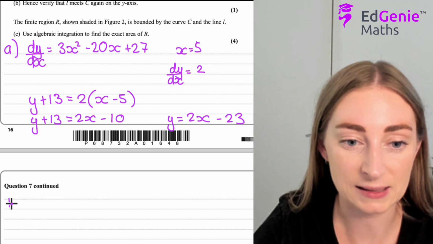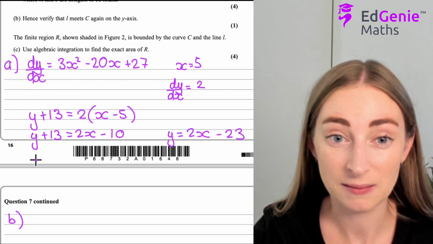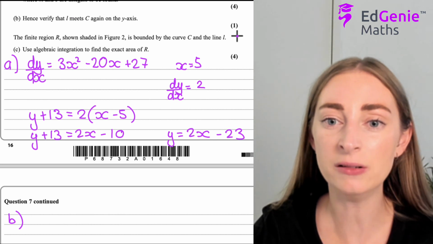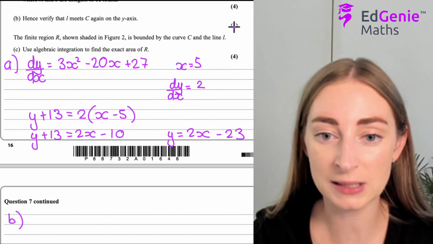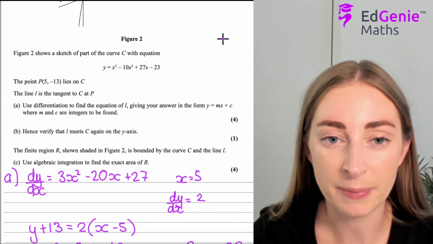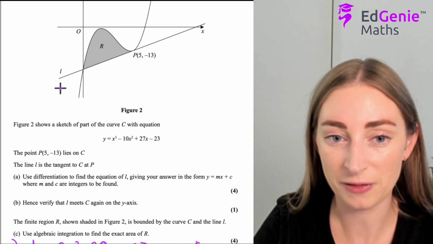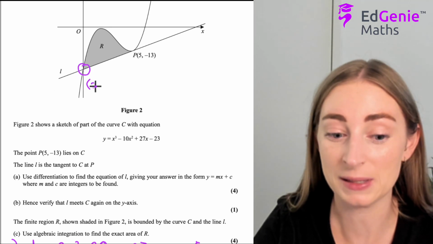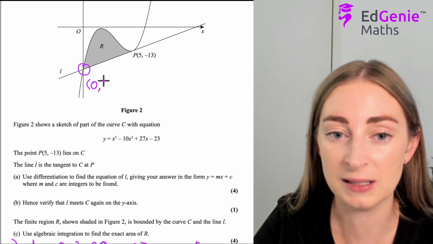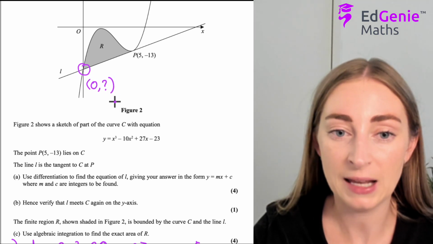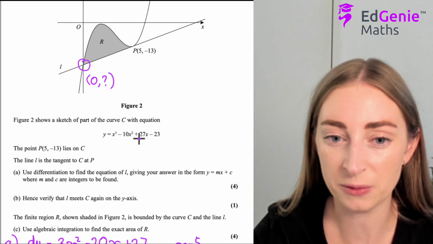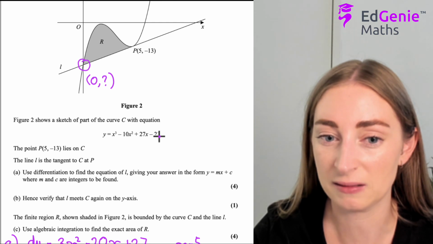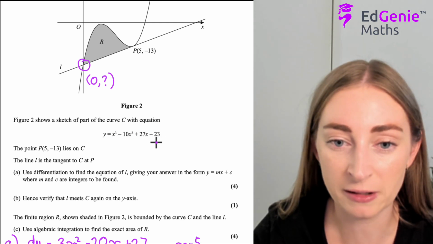Part B says, hence, verify that L meets C again on the y-axis. And it's only 1 mark, so it shouldn't take too long. Let's have a look. So they're basically saying, prove that they cross here. So at this point, we know that x is going to be 0. We don't know what the y-coordinate is, but we know that x is going to be 0. So let's find out what the y-coordinate would be on this curve. Well, we can see straight away it's going to be negative 23, isn't it? Because 0, 0, 0 minus 23.